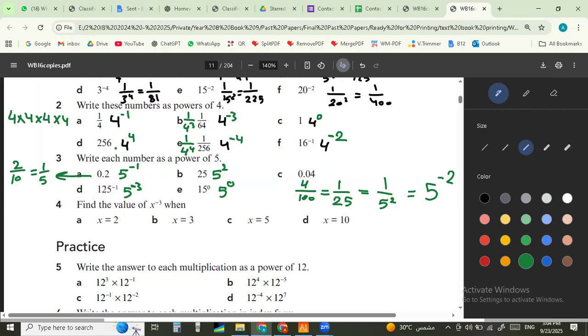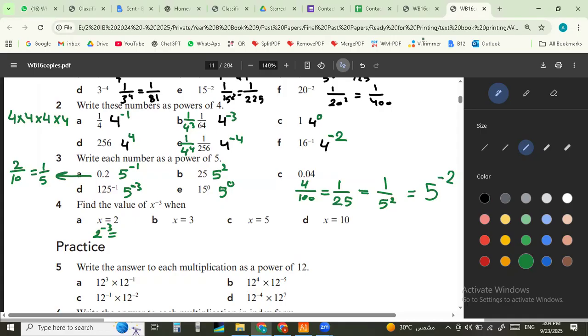Here, find the value of x to the power of -3 when x is equal to 2. So here I'm going to remove the x and write 2 to the power of -3. So what is 2 to the power of -3 equal to? Don't say to me negative 8. Please, no, this is not going to be correct.